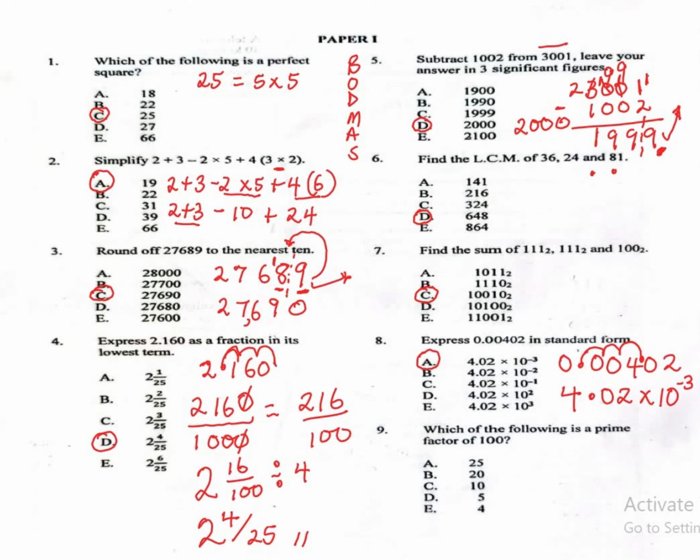Question 9. Which of the following is a prime factor of 100? So to get the prime factors of 100, let's create a table and divide this way. 2 into 100 is 50. 2 into 50 is 25. 2 is done. 5 into 25 is 5. 5 into 5 is 1. So prime factors of 100 is just 2 and 5. But since there is no 2 in the options, the correct answer is D, which is 5. Okay, so let's go to question number 10.